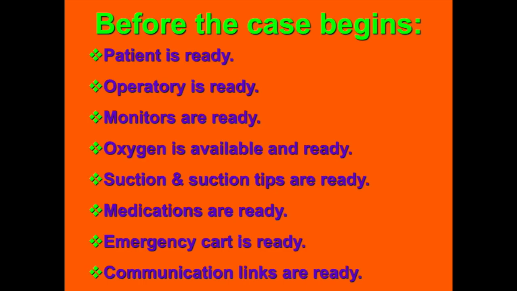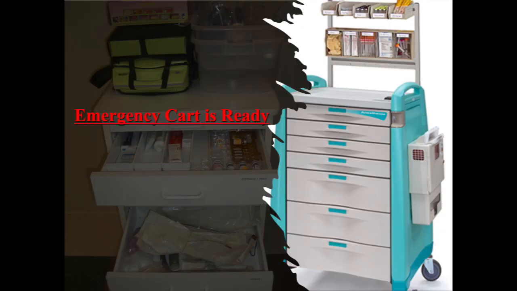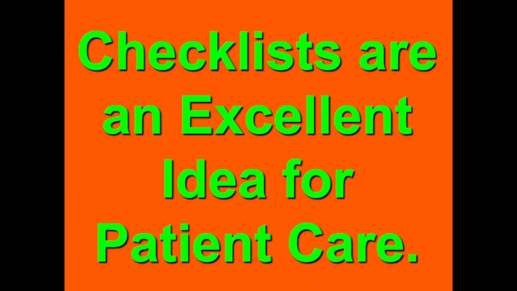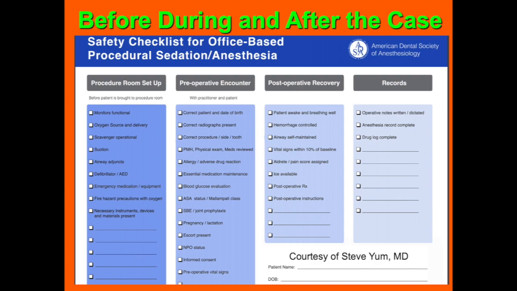So before the case starts, everybody's ready to rock. Everything in the office is ready to rock. The patient is tuned up and ready to rock. So the patient's ready, the operatory's ready, monitors are ready, oxygen is available and ready to go. And it's got a full tank or at least a half or three-quarters of a tank, whichever, of oxygen, and you know where the next tank, spare tank is. Suction's available. Meds are available, especially emergency medications. You've got your anesthesia cart or emergency cart nearby, and you're able to communicate with each other. And it's good to use a checklist to make sure you've got everything in place so that you're ready then to treat the patient in your office.